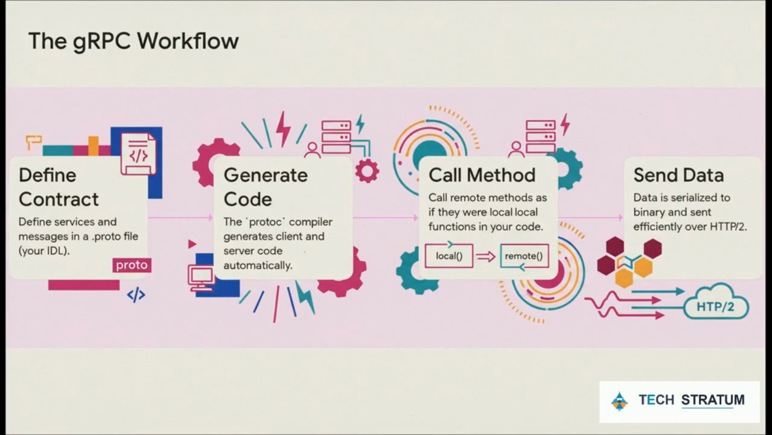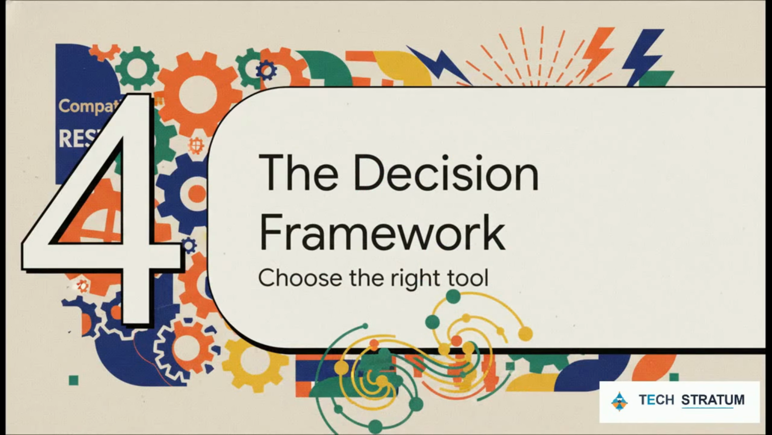The gRPC workflow is what we call contract first. You actually start by defining all your services, methods, and message structures in a special .proto file. This file is your interface definition language, or IDL. Then you run the protocol buffer compiler, protoc, which automatically generates strongly typed client stubs and server skeletons in whatever language you're using. So in your actual application code, calling a remote service feels exactly like you're just calling a local function. It's seamless. Under the hood, your data gets serialized into a super compact binary format and sent over a persistent HTTP/2 connection.